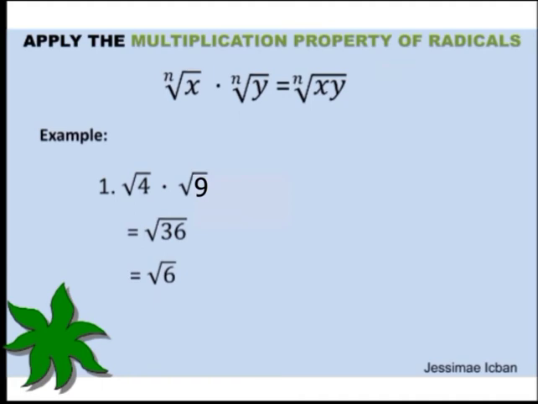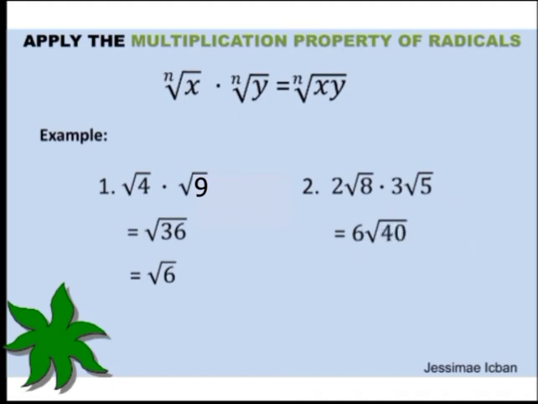So, we have another example. Example number 2. We have 2 square root of 8 times 3 square root of 5. Obviously, we have 2 and 3 as numerical coefficients. Most of the time, we multiply them first. So, 2 times 3 is 6. Then next, the square root of 8 times the square root of 5 is square root of 40.